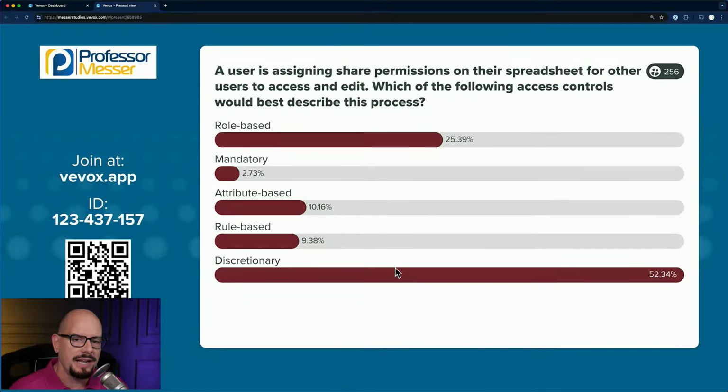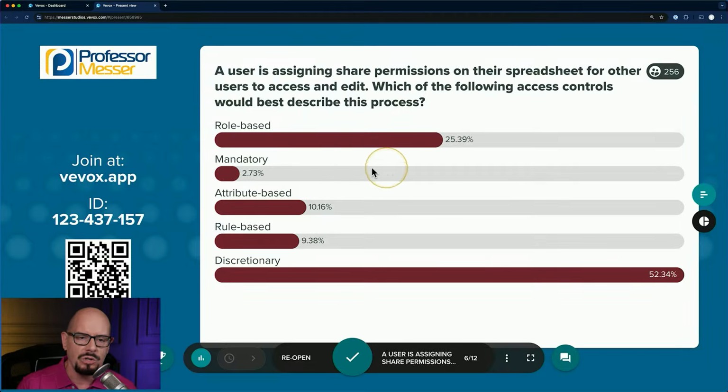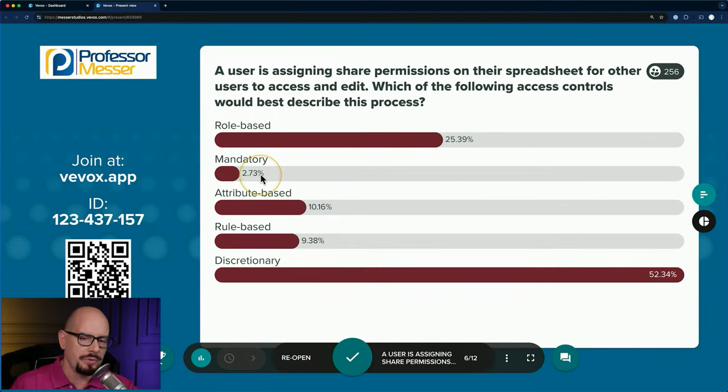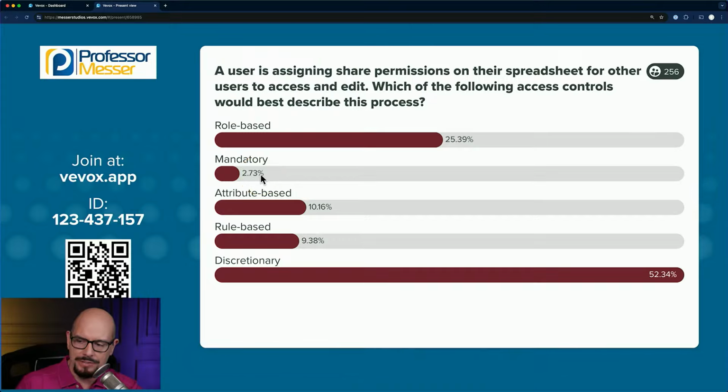And of the folks that answered, we got a majority of you, 52%, say the answer is discretionary. 25% of you, a quarter of you, say the answer is role-based. We also have 10% that say attribute-based, 9% that say rule-based, sort of right in the middle of both of those. And then mandatory, only 2% of you say mandatory.